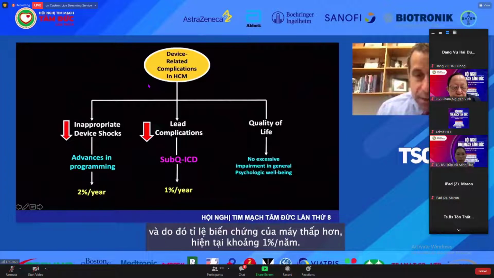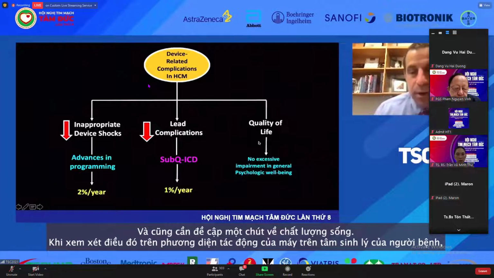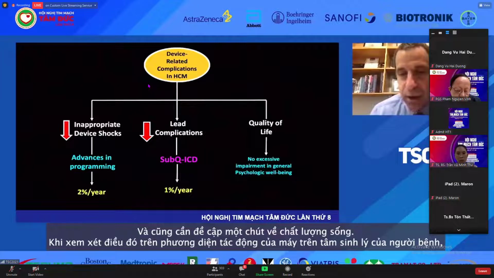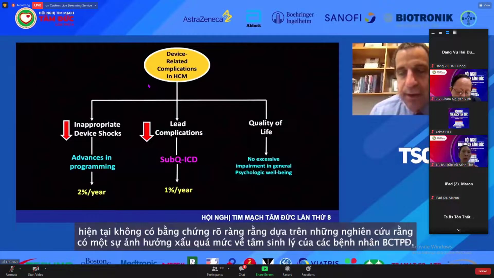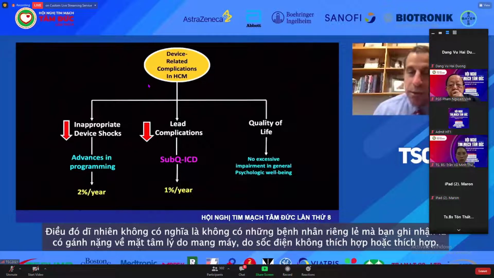They're 1% per year. And then also to mention one point about quality of life, when that's been looked at in terms of the impact of devices on the mental health and well-being of HCM patients, there is no clear evidence at the moment, based on those studies, that there's an excess impairment in the general psychological well-being of patients with HCM. That doesn't mean that there can't, of course, be individual patients that feel enormous weight psychologically because of the device or because of an inappropriate shock or appropriate shocks in that situation.